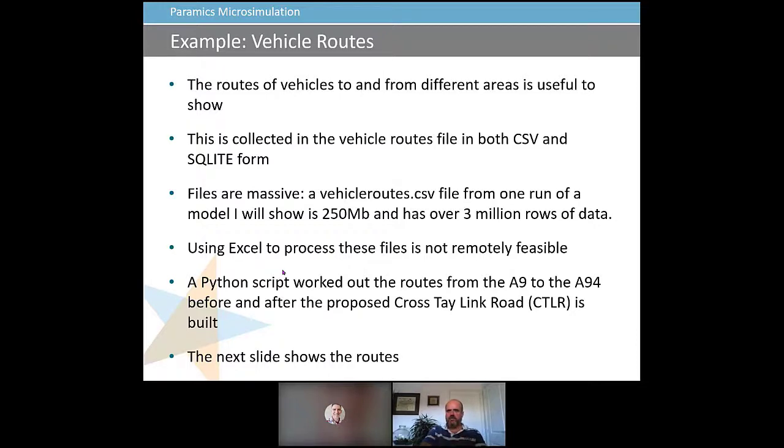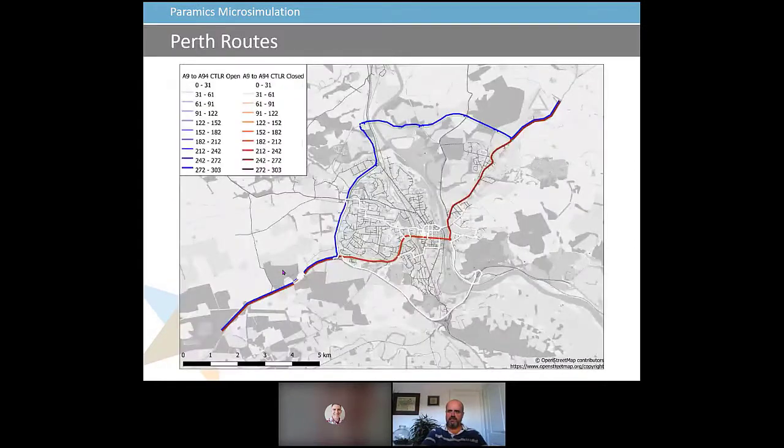So the Python script, however, was able to crunch all the numbers, and it was able to directly export it as a new CSV file that could be imported into QGIS. And this shows the routing. So you've got the current situation. It's shown in red, where you've got a lot of vehicles traveling that way. They go over a bridge here, and they travel up there.